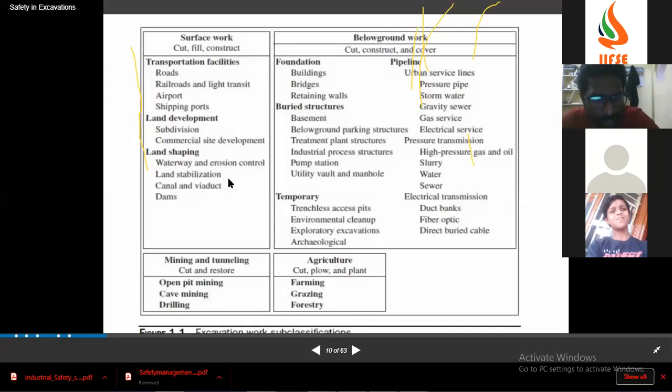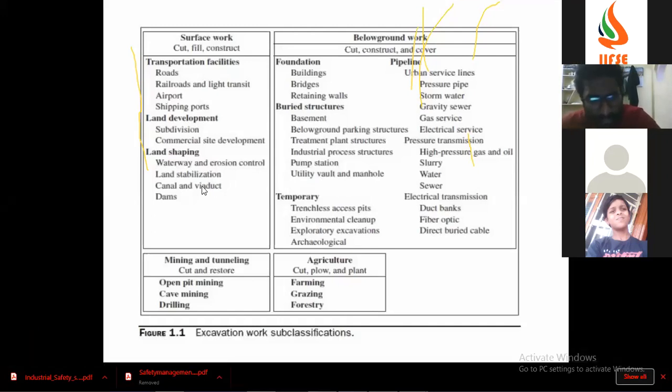Land stabilization, for example. In land shaping, how will you do land stabilization? By removing the upper layer. When do you do land stabilization? When there is an undulation going on.